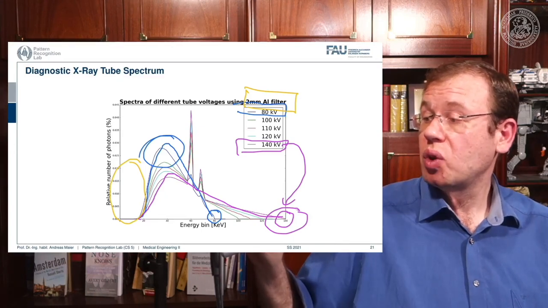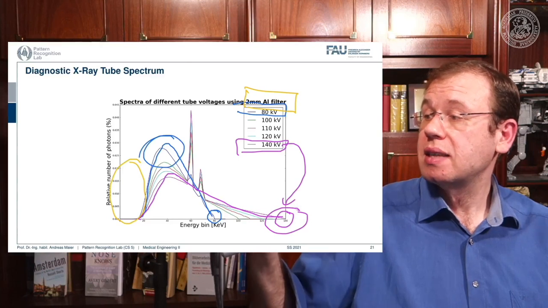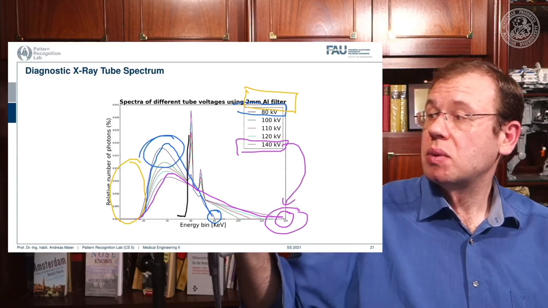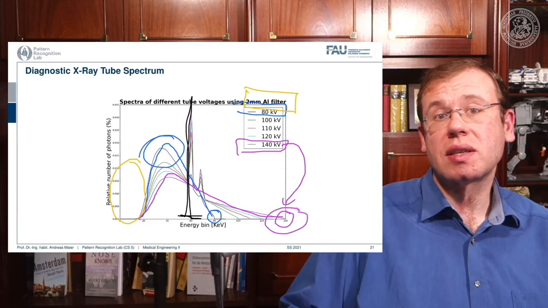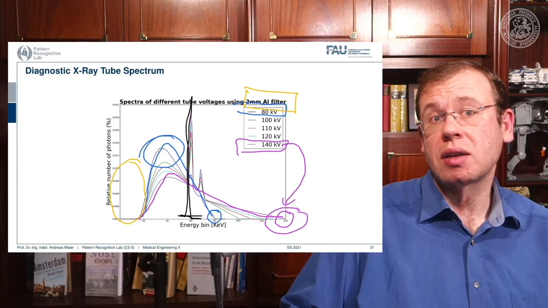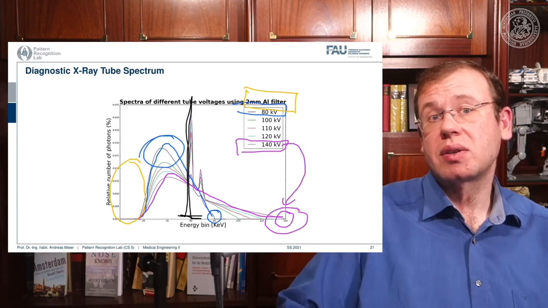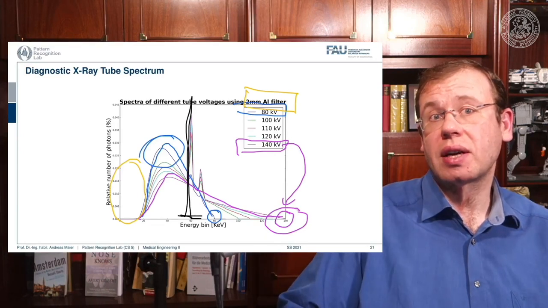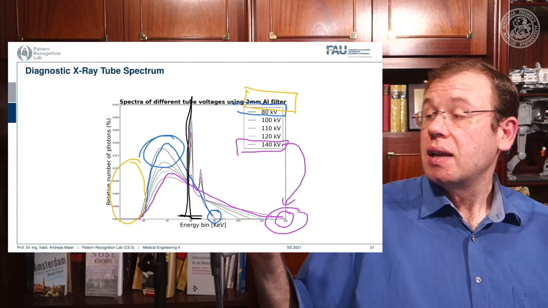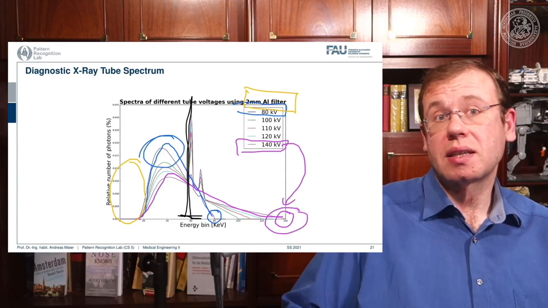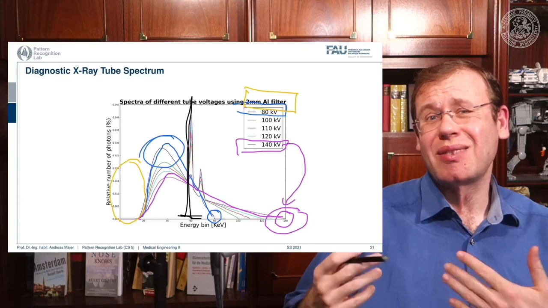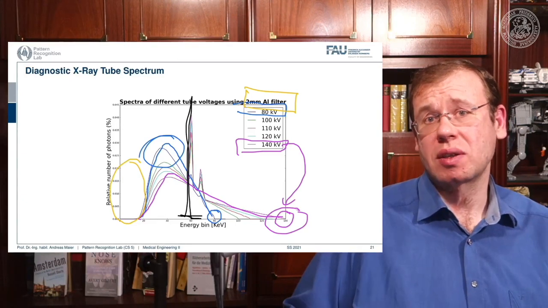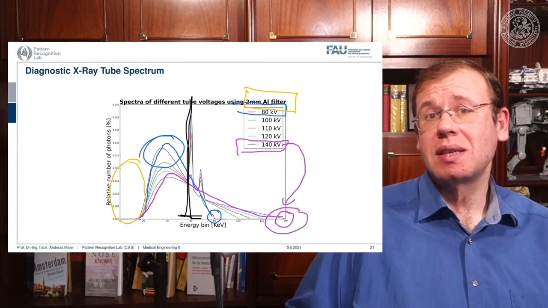Actually, this isn't ideal anyway. So what we would like to see in the ideal case is, of course, a spectrum that only has a single energy. And this is actually a basic assumption in computed tomography. But you see already here that this is not very realistic. So we would like to have spectra like this one, where we only have a single energy. We could do that by filtering, but then we lose a lot of photons. And this means we need a lot of energy.